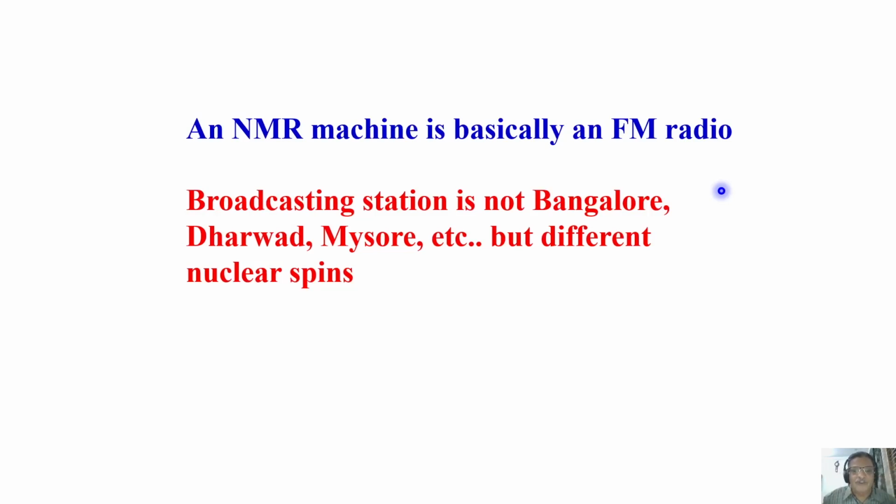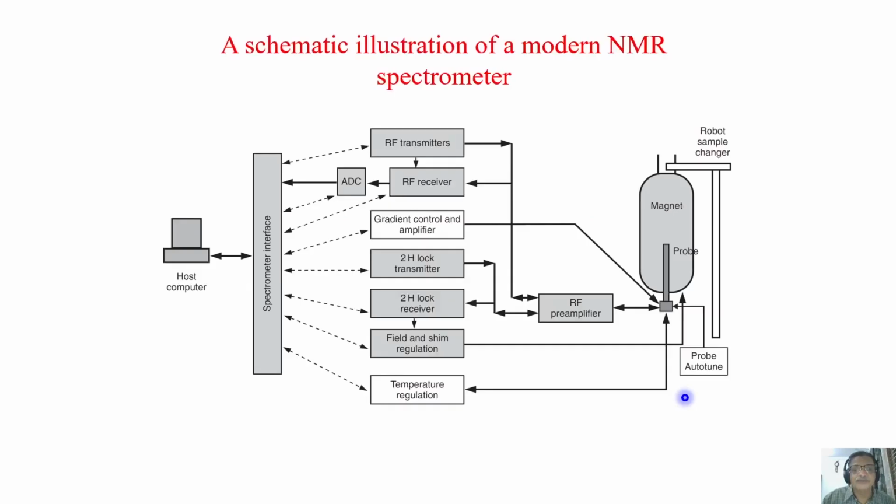So the radio frequency signal is emitted by the nuclear spins after doing a certain trick in the experiment, by sending a radio frequency signal, exciting the spins and collecting the signal. We do the Fourier transformation and collect the peaks. This is nothing but an FM radio. Okay. So the signals are emitted, and the broadcasting stations, you can assume, are like different nuclear spins.